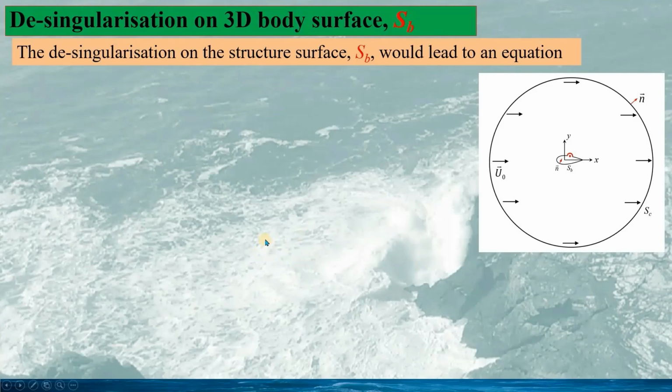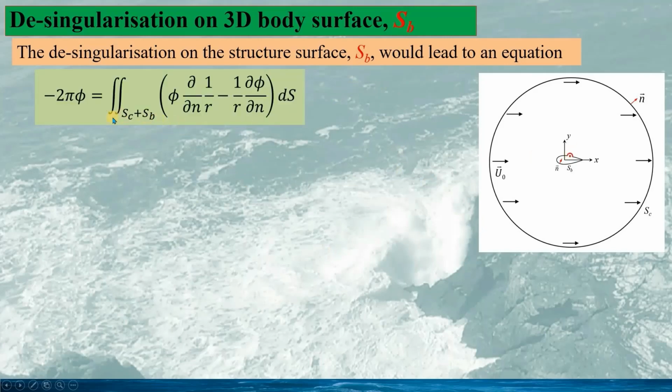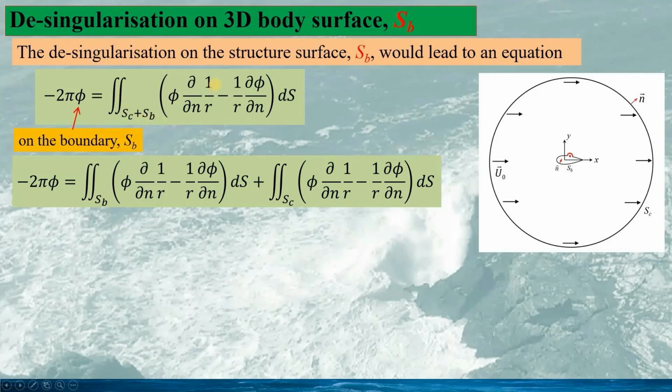In 3D, the desingularization on the structure surface SB would lead to a boundary integral equation given as this. Here, on the left-hand side, the potential phi is on the boundary SB, and the integral of this function would be on the control surface SC and the body surface SB. If we write this integral into two parts, we have the equation as this.